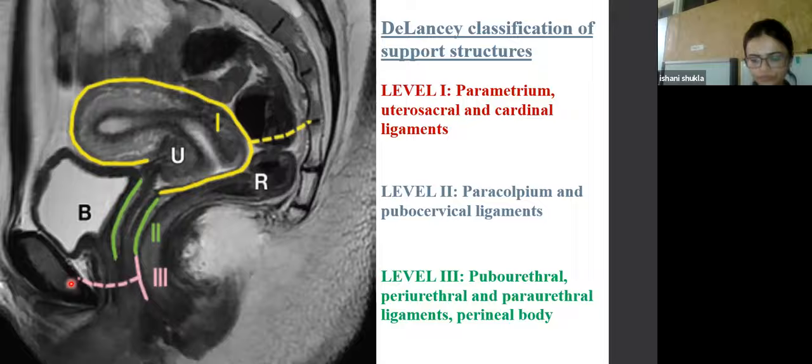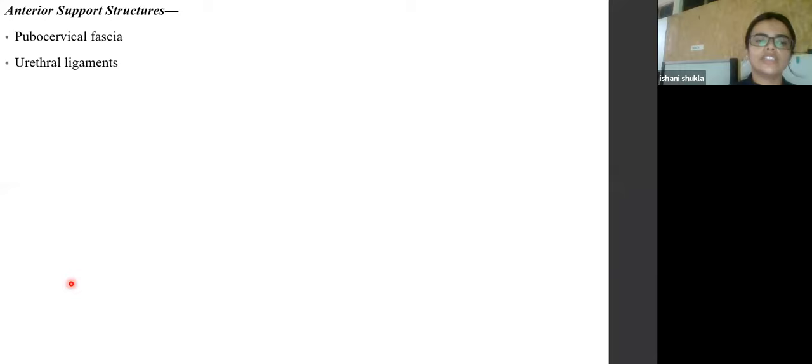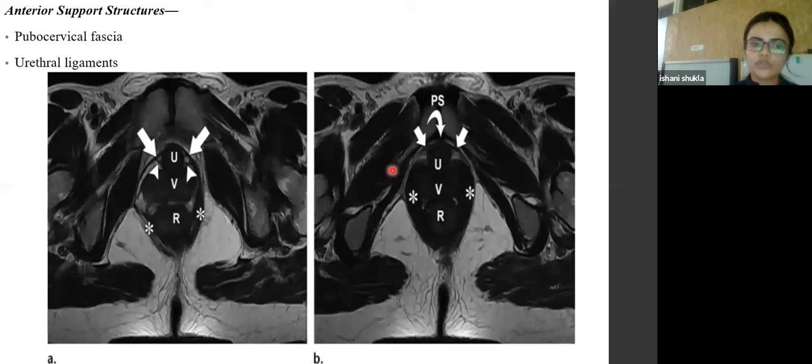Coming to anterior support structures, which are the pubocervical fascia and urethral ligaments. These are actual T2-weighted MR images in a female showing the urethral supports. This is at a superior level, and this section is at the inferior level. Here we see the periurethral ligaments, also seen with these arrows, and these are extensions of the puborectalis muscles. The small arrowheads pointing here are the paraurethral ligaments, which originate from the lateral wall of the urethra. And at an inferior level, this here is the pubourethral ligament.